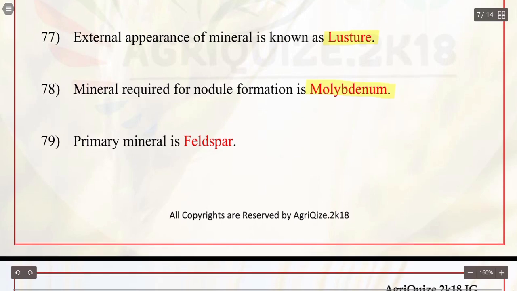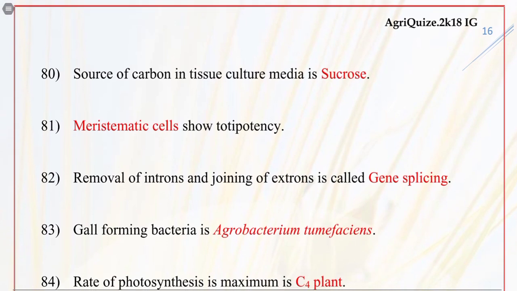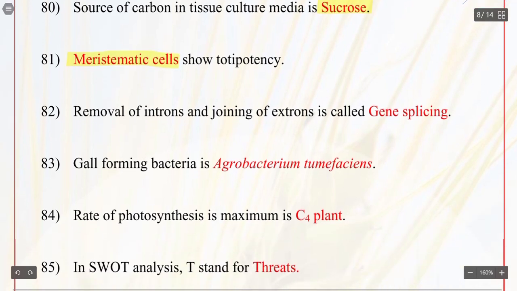Next, primary mineral is feldspar. Question number 80. Source of carbon in tissue culture media is sucrose. Next, meristematic cells show totipotency. Next, removal of introns and joining of extrons is called as gene splicing.